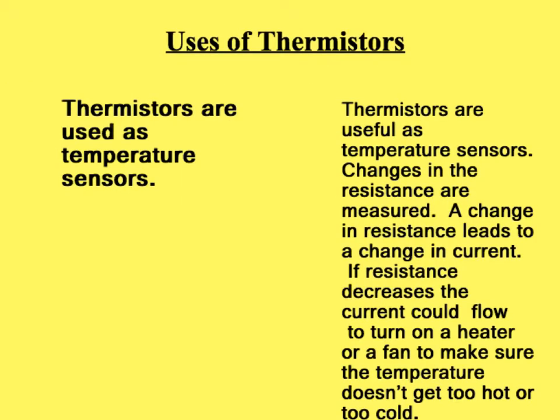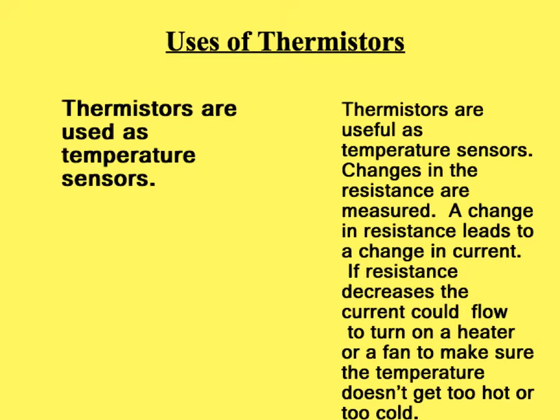Use of thermistors then. Thermistors are used as temperature sensors, so that can involve anything from keeping the temperature of a greenhouse constant, keeping the temperature of an incubator constant, keeping the temperature of a swimming pool constant, or turning on heating systems when the temperature gets too hot. In most new school buildings, there will be thermistors that control the temperature of the school. Thermistors are useful as temperature sensors because changes in resistance are measured.